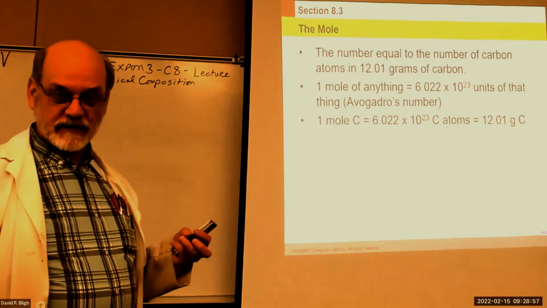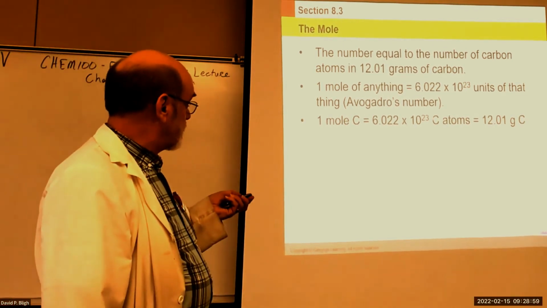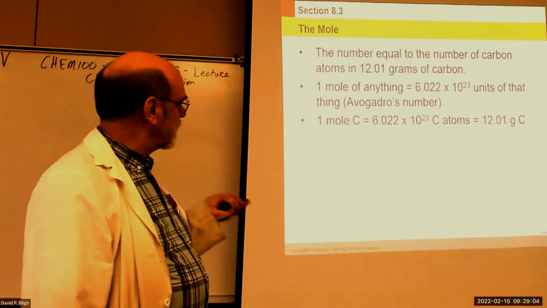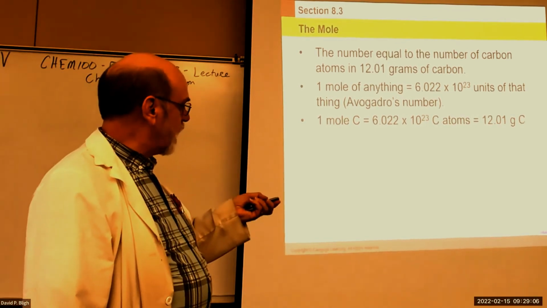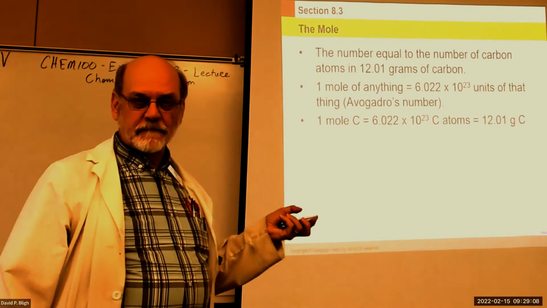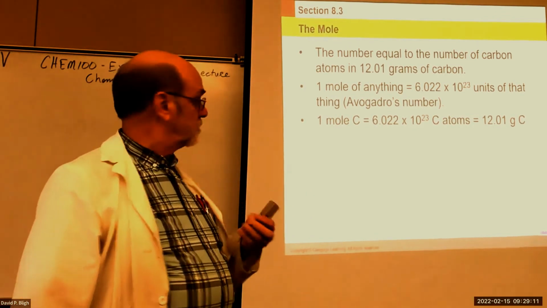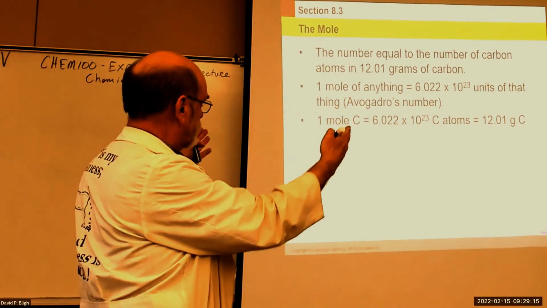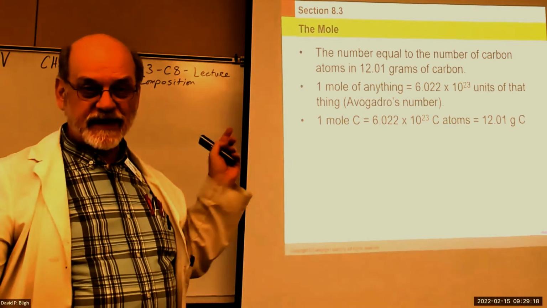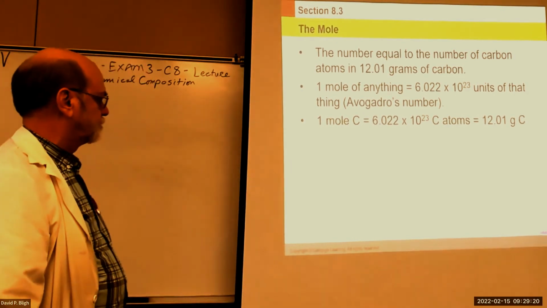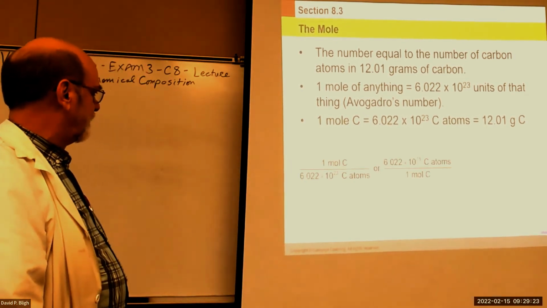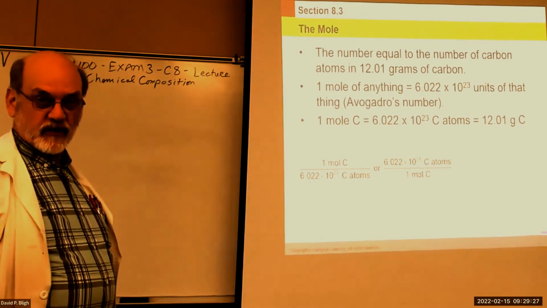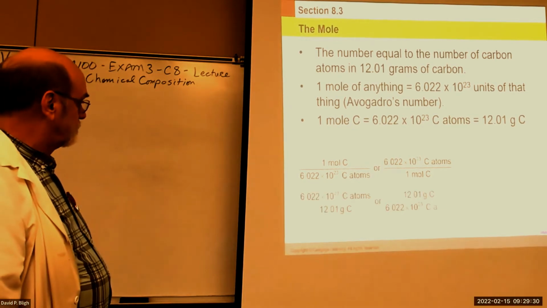So now we have a 3-part equivalence. This many atoms equals a mole. This many grams of carbon equals a mole. This many grams of carbon equals that many atoms. So you can get, let's see, 1, 2, 3, conversion factors out of that equivalence. And that's just examples of the equivalents that are available.